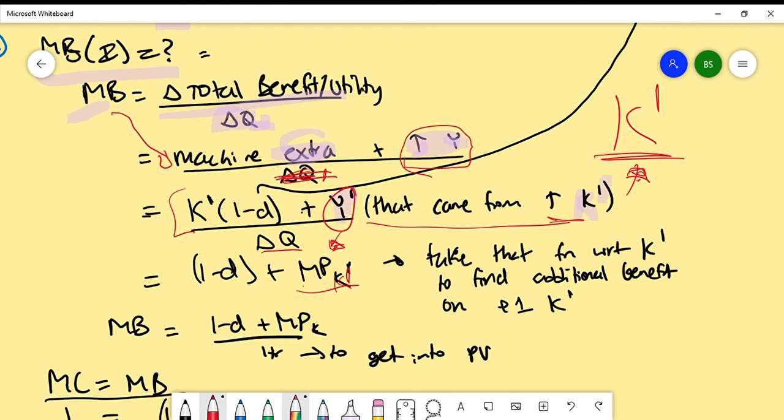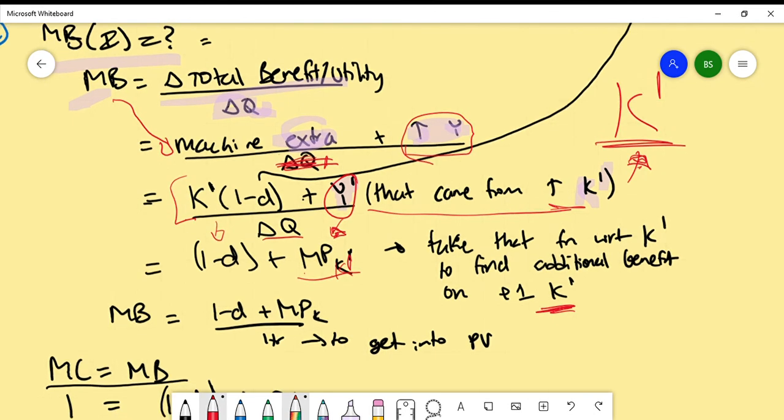And if we isolate it, like take that function with respect to K, we just get 1 minus D plus MPK. And that's our marginal benefit. If we want our marginal benefit, we also have to divide it by 1 plus R to get into present value terms. So this is our marginal benefit of investment.